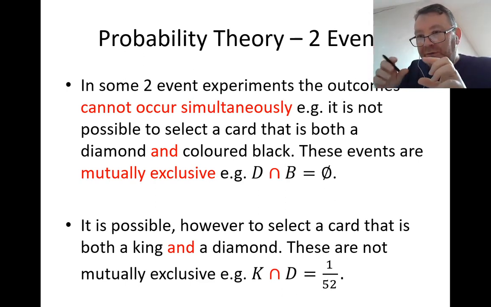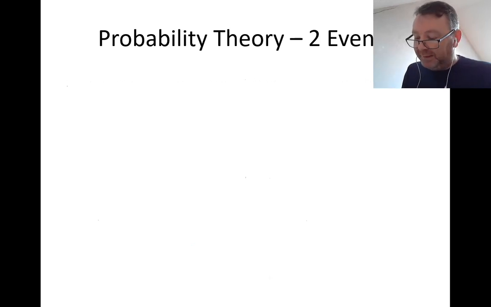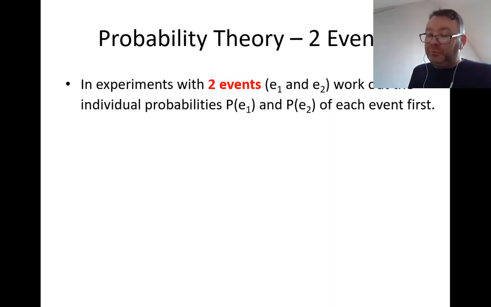The word or means that you add them together, but then you've got to remember, if I have counted him as a king, but also counted him as a diamond, then I have to subtract 1 over 52 because I've counted him twice, because the king of diamonds is only one card within that particular pack. In experiments with two events, which I'm going to call E1 and E2, we work out the individual probabilities first.